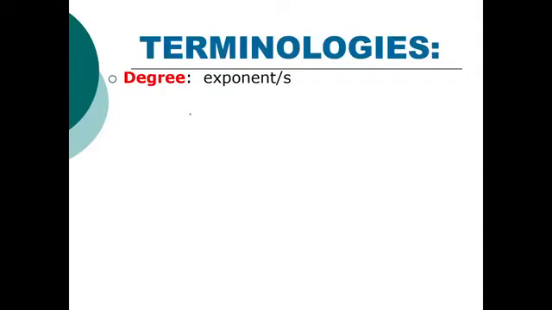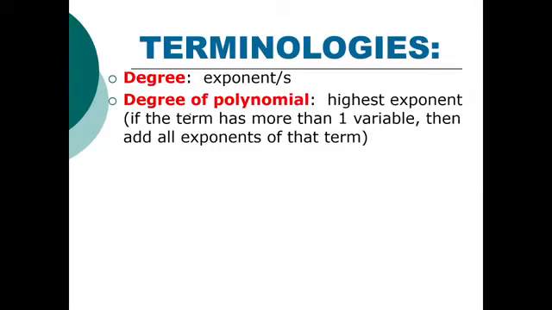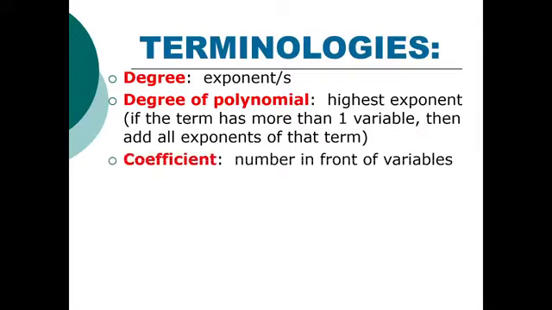Let's have the different terminologies now. A degree refers to the exponent or exponents. When I say degree of a polynomial, it's the highest exponent. If the term has more than one variable, then add all exponents of that term. Coefficient, the number in front of the variables. I'm referring to the numerical coefficient here.